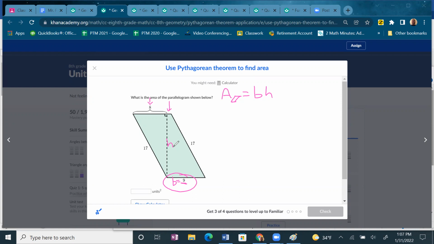If we know the base and the height, just multiply them. So how can we find the height? Well, take this upside down triangle, and it's a right triangle. C would be 17, B can be 8, and then A can be our missing side. So A squared plus 8 squared equals 17 squared.